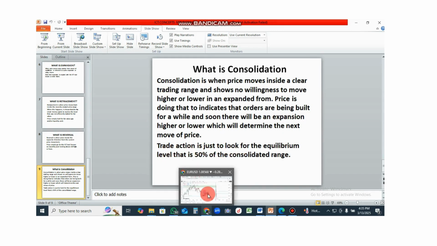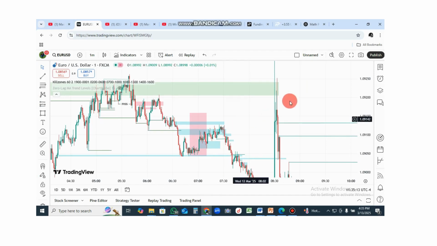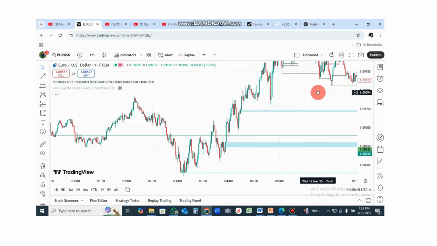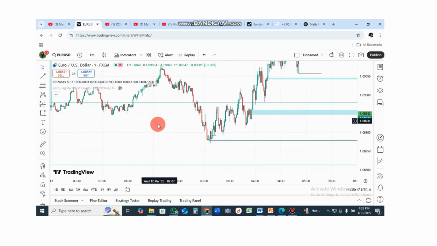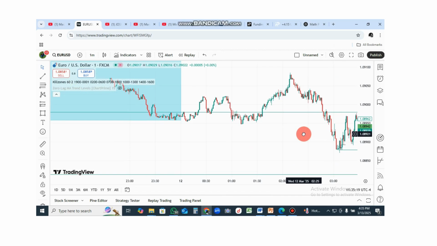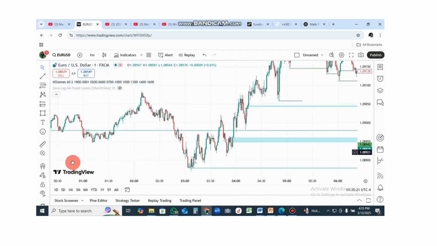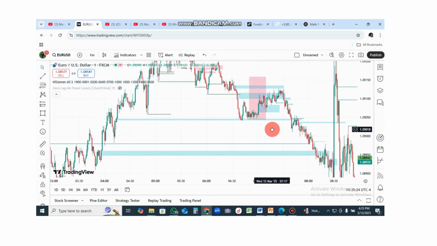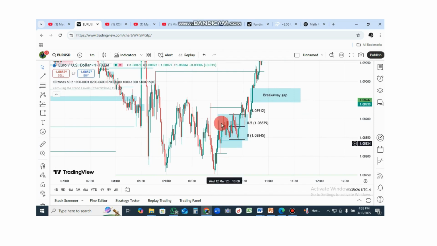I showed you an example of consolidation recently, that particular consolidation that I showed you right here. This point here, price was consolidating. It doesn't know whether it should go up or down. So price moved away from this consolidation and returned back for 50%, similar to expansion. So that's just what you need to look for in a trade.